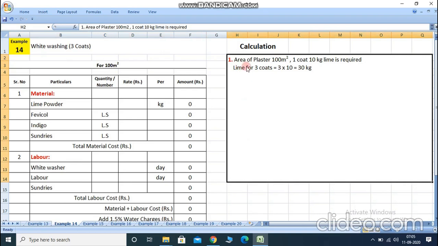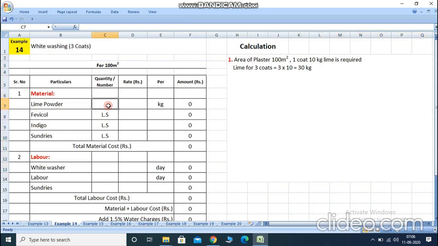The area for the plaster is 100 square meters, and 1 coat requires 10 kg of lime for 100 square meters. So for 3 coats, 3 multiplied by 10 means 30 kg of lime is required. In materials, we require lime, Fevicol, indigo and sunrise. First, 30 kg of lime powder is required, as we already discussed.